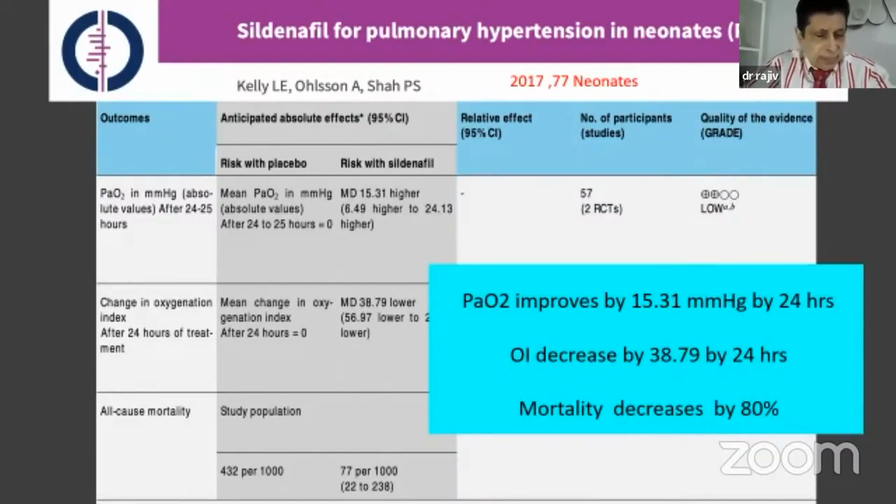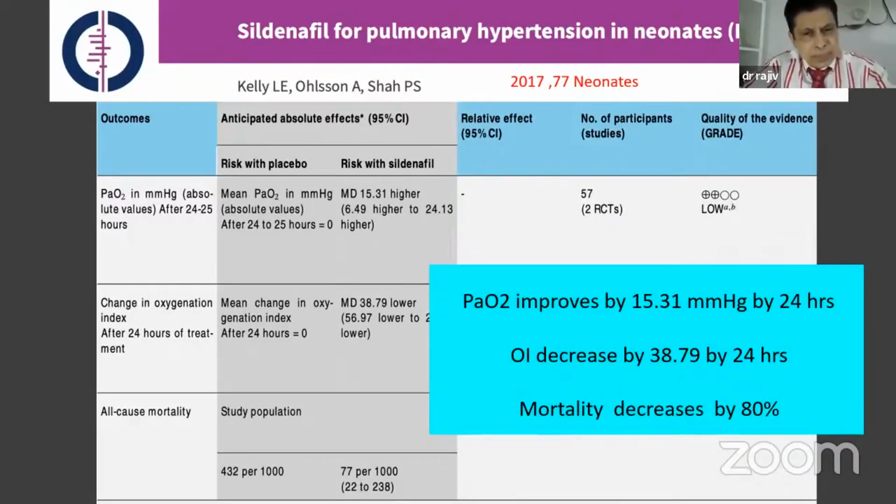I have to agree with this, that after we used sildenafil in Amrita, my use of nitric oxide was only once or twice per year. We dealt with almost 3 to 4 cases of PPHN referred from outside and internally every month. Next slide.